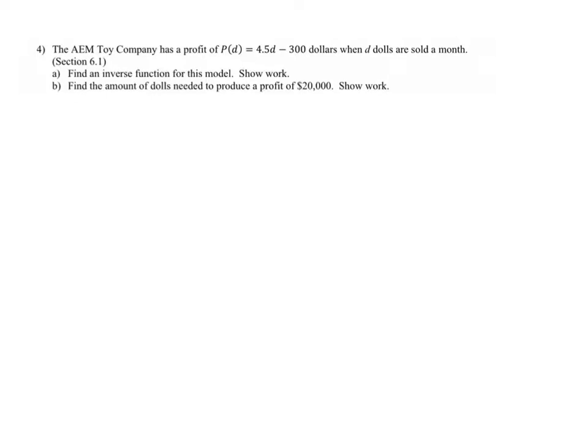We have the A&E Toy Company has a profit of P of D equals 4.5 times D minus $300, when D is dolls sold per month. So again, the first thing that I'm going to do is replace P of D with just P. And remember, D represents the dolls, not dollars. P represents our dollars. It's our profit.